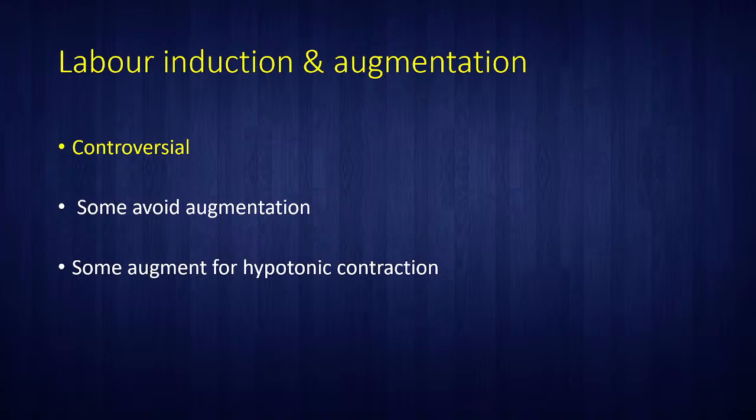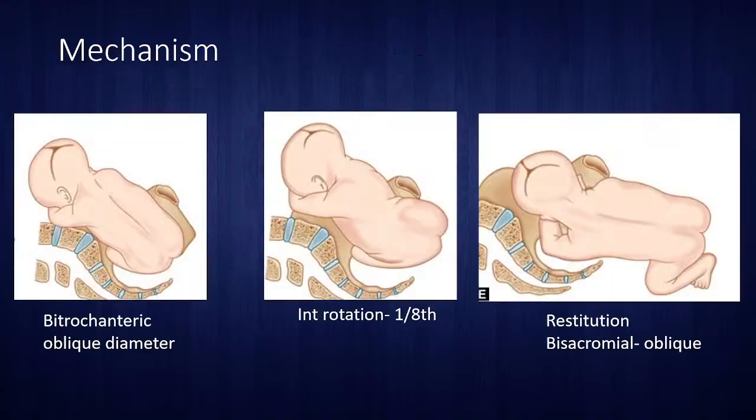If the patient has come in labor and it is in the latent labor, you can do the augmentation, but you should be more careful regarding the descent of the head and fetal heart rate abnormalities. So, what is the mechanism of labor in breech presentation?